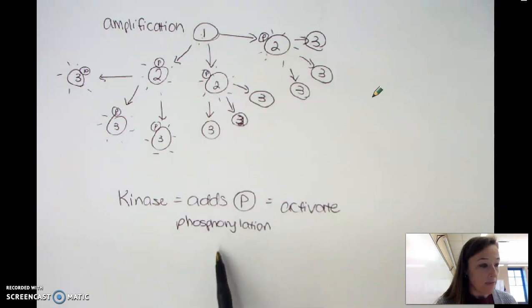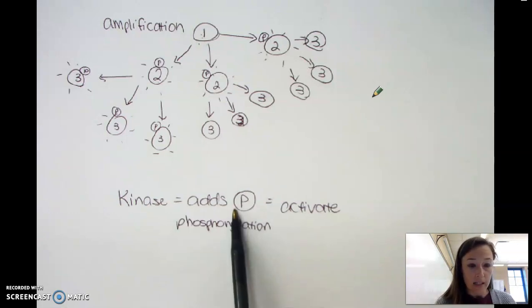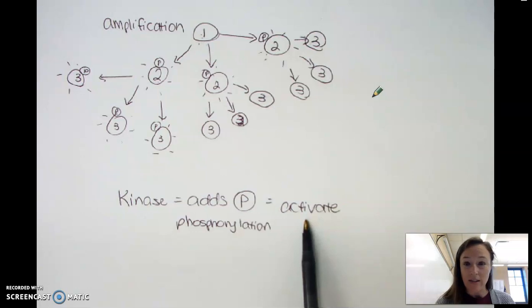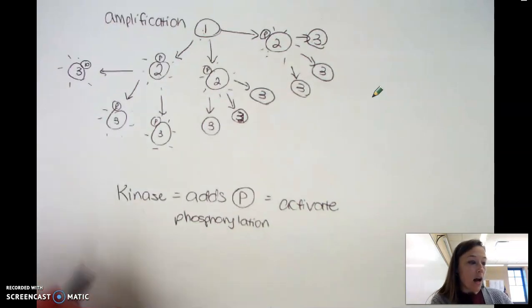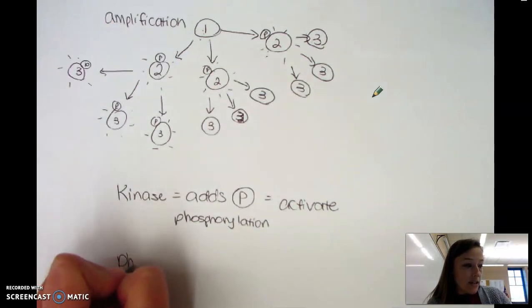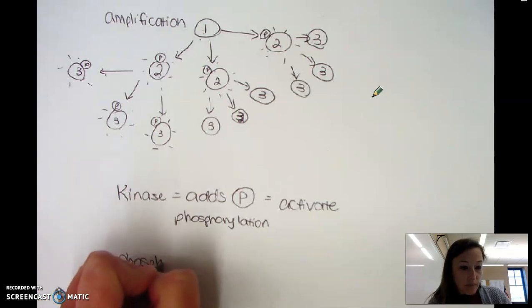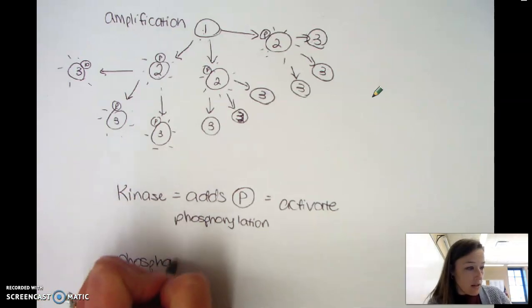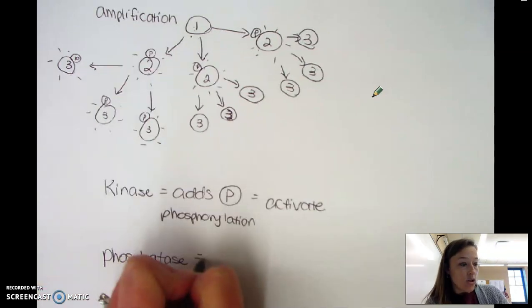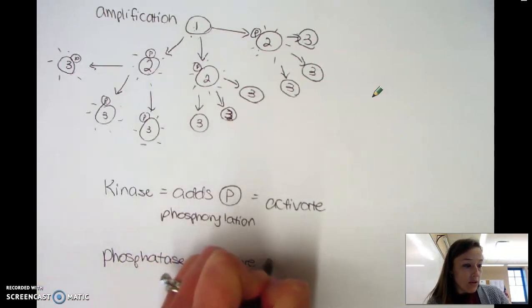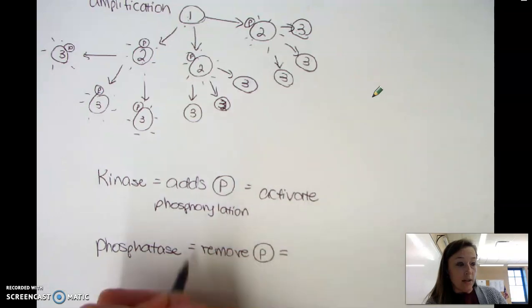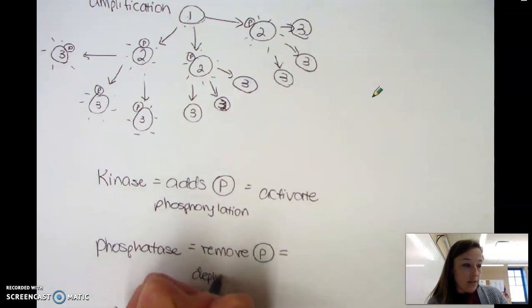So I can describe the function of a kinase. It adds a phosphate group. I can explain the results of phosphorylation. It activates the molecule. And then the opposite of a kinase is a phosphatase. And I always want to spell this wrong, phosphatase. It is going to remove a phosphate group, which is called dephosphorylation.